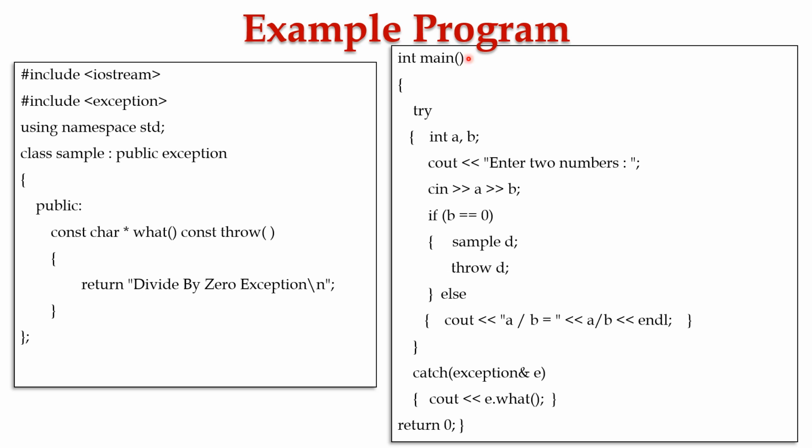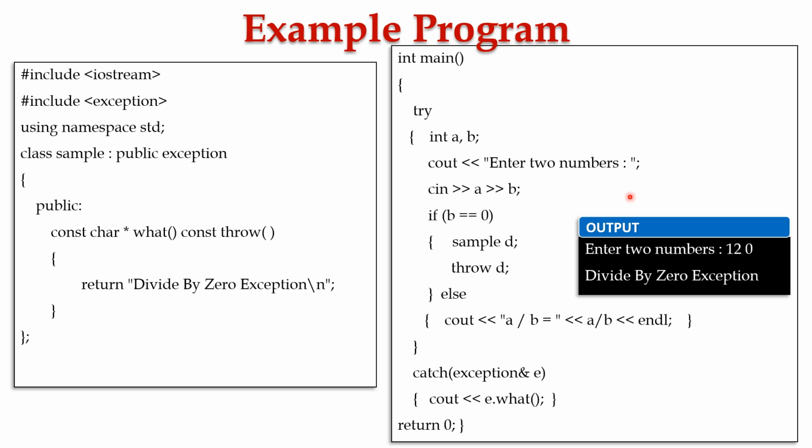We all know that the execution starts from the main function. So first we have declared the try block. Inside the try block, we have declared the variables A and B of integer data type. Using the cout statement, we have displayed the message enter two numbers to the user as shown in the output. Using the cin statement, we have obtained the values of the variables A and B from the user.